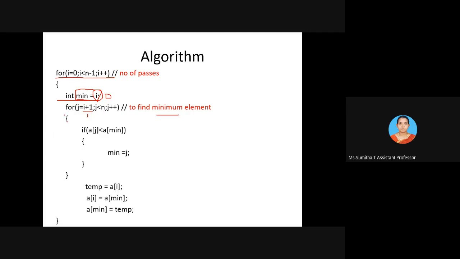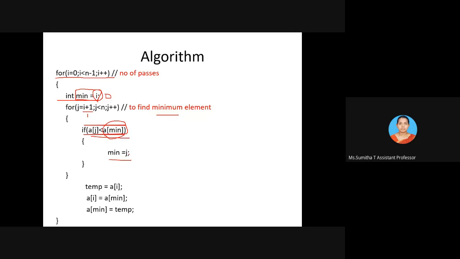Okay, in that inner loop what am I going to do? If A of j is less than A of min. A of j is nothing but the second element. A of min is nothing but the first element, A of 0, and this is A of 1. If the first element is greater, we need to do what? min equals j. Okay, is it clear?